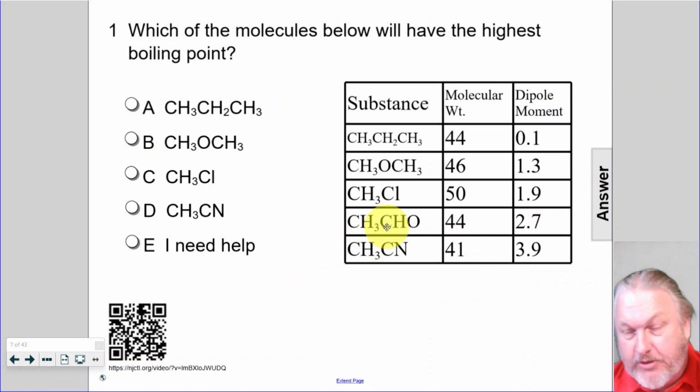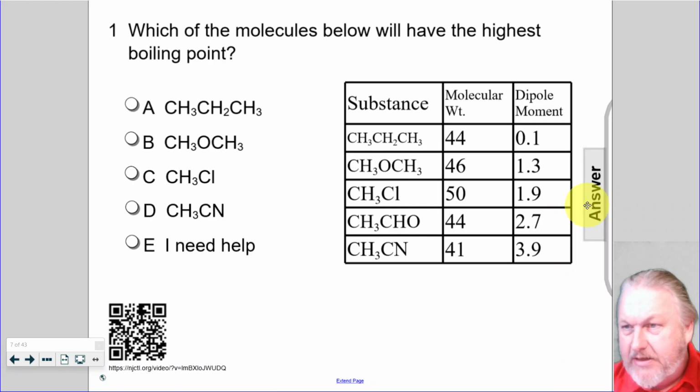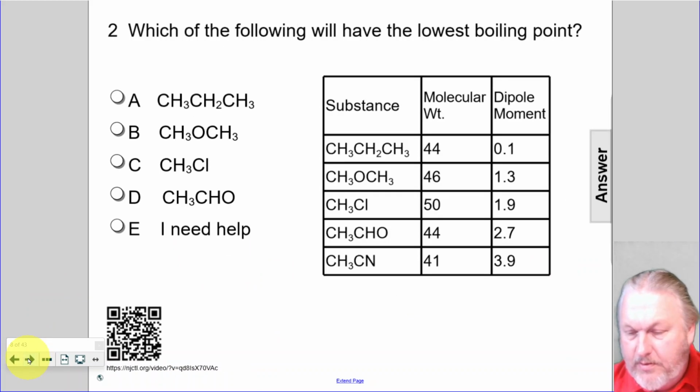So a type of test question would be something like this: which of the following molecules will have the highest boiling point? Well, looking here, I'm looking at the dipole moment, so I would have to say what? Pause. That would have to be D, because it has the highest dipole moment. Which would have the lowest dipole moment? Well, let's find the substance with the lowest dipole. That would be the CH3, CH2, CH3. I think that's propane. And I think you guys get this.